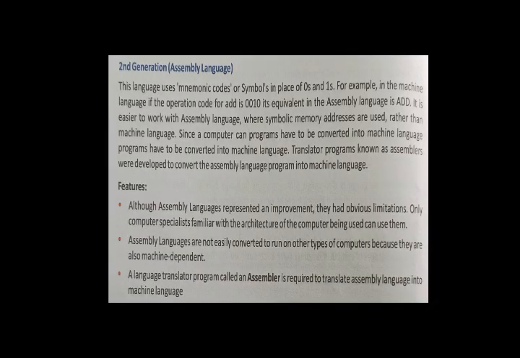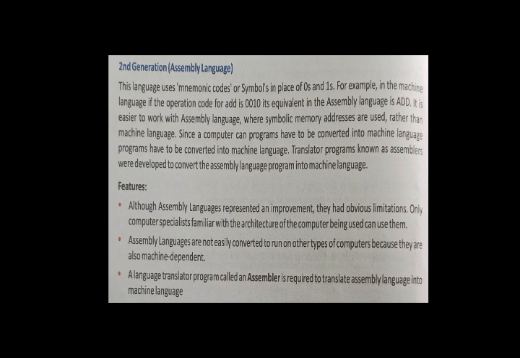Now, second generation, assembly language. This language uses mnemonic codes or symbols in place of zeros and ones. For example, in the machine language, if the operation code for add is 0010, its equivalent in the assembly language is ADD. It is easier to work with assembly language, where symbolic memory addresses are used rather than machine language. Since a computer can only run programs in machine language, translator programs known as assemblers were developed to convert the assembly language program into machine language program.